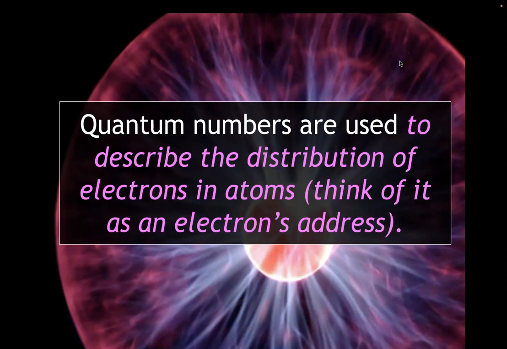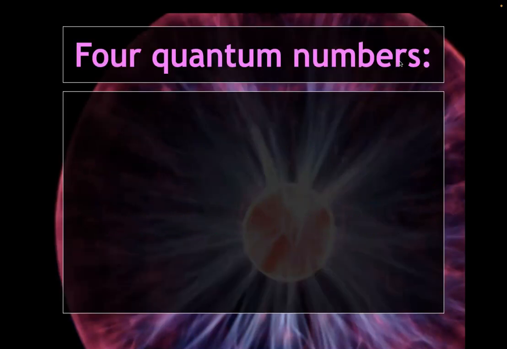So, the actual definition of a quantum number, or what they're used for: quantum numbers are used to describe the distribution of electrons in atoms. Think about giving an electron an address. It's really just a way that we can locate where an electron is, in an abbreviated form. Now, in actuality, they're very complex, and this isn't even 100% accurate. But it's a cool way for us to think about identifying where an electron is or might be.